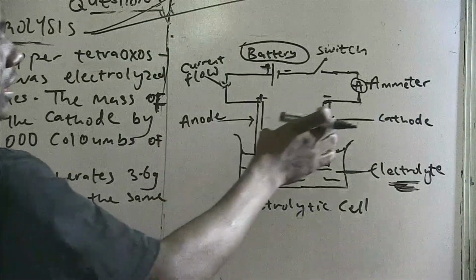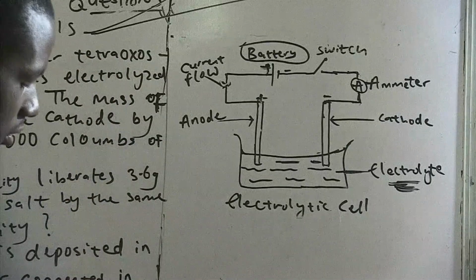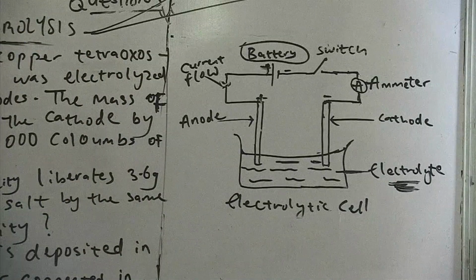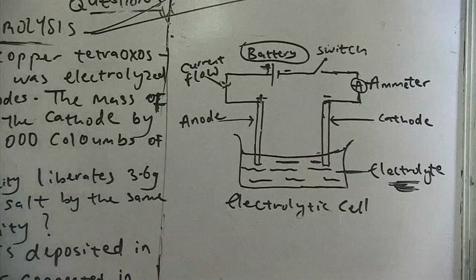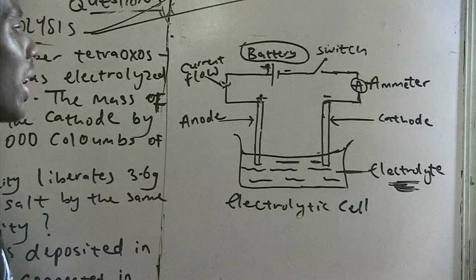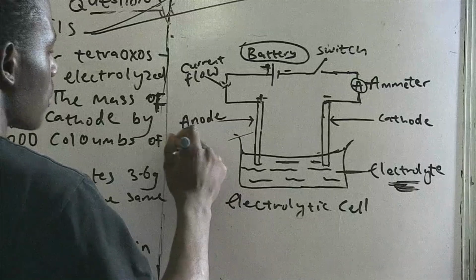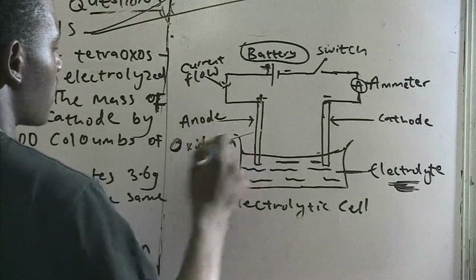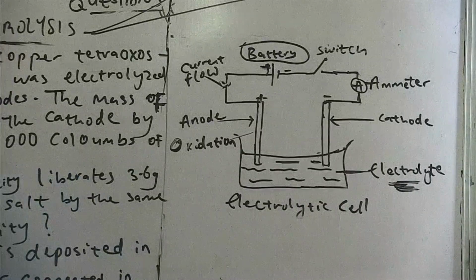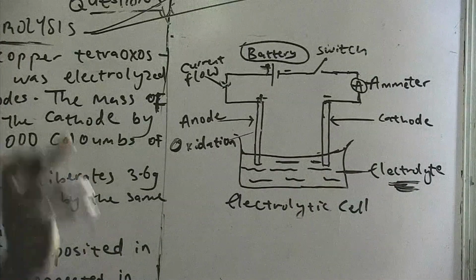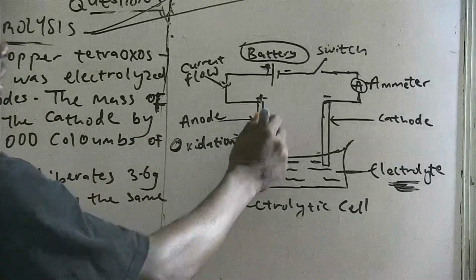So at the two electrodes, a reaction happens. They are called complementary reactions, and so we have half cell reactions here. The two reactions are complementary. At the anode, oxidation happens. Oxidation, that's loss of electrons, happens at the anode. At the cathode, we have reduction.